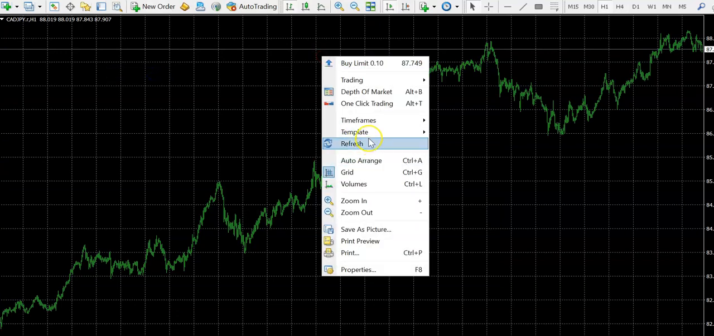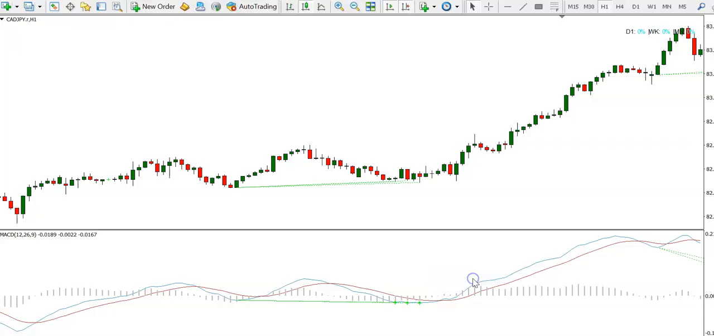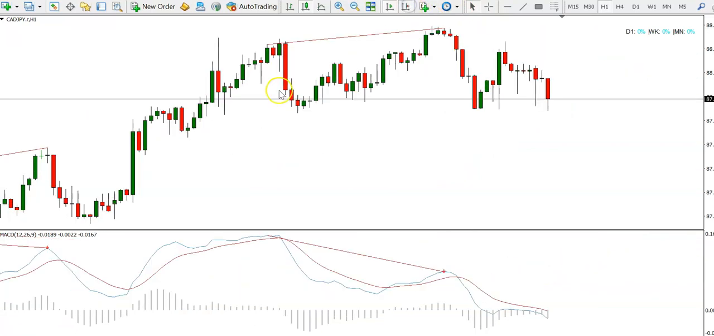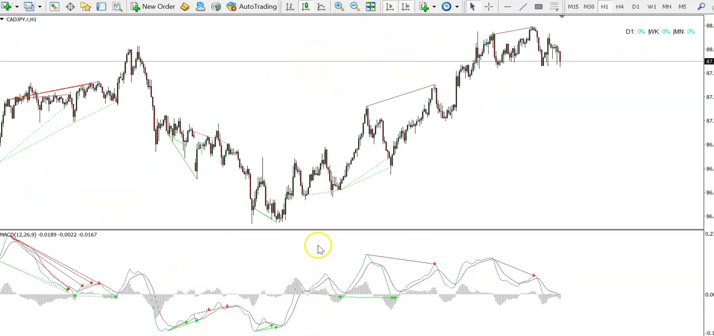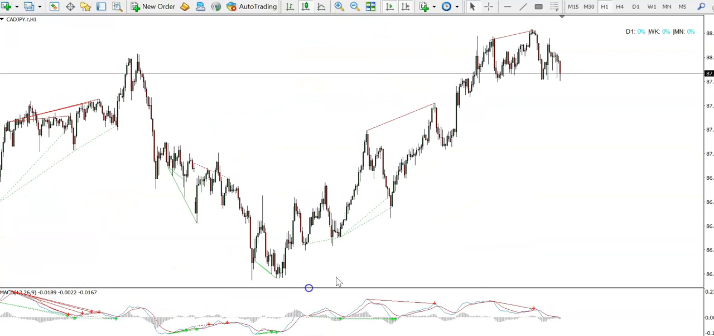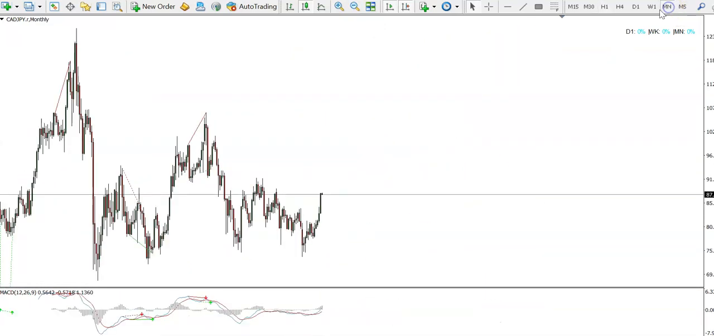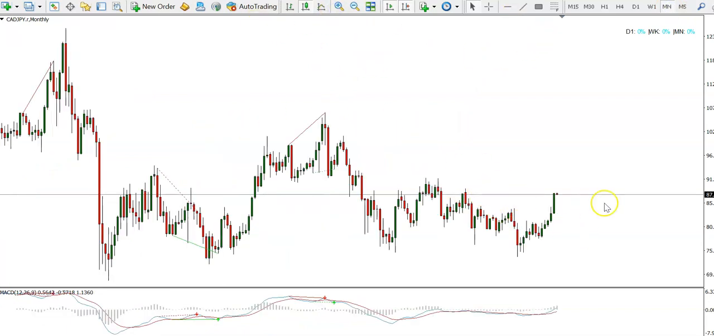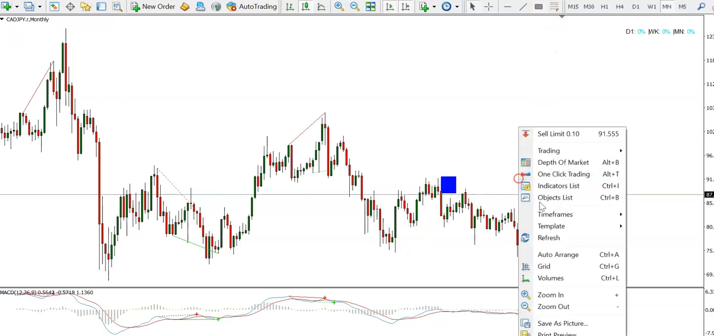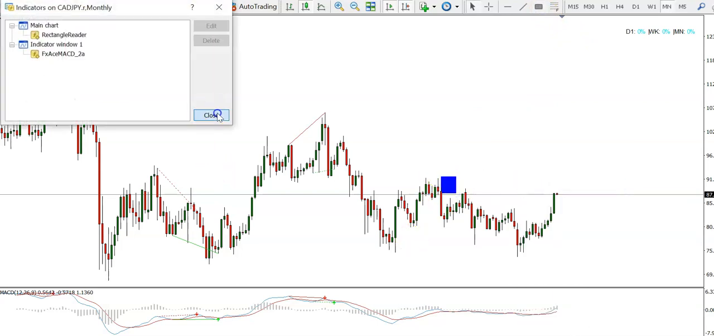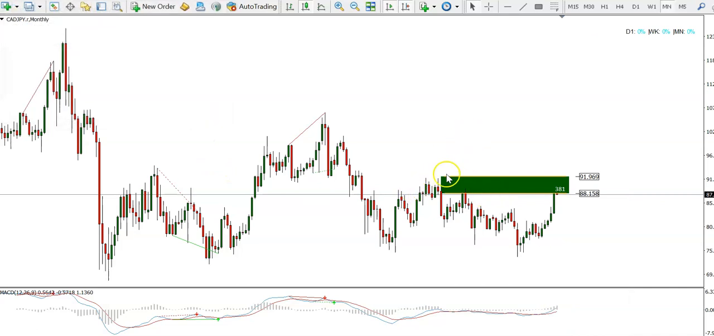Okay, so the setup I'm looking at is looking to sell this asset. If we zoom into the monthly, you can see we're rallying pretty hard here at the minute, but we are coming into this monthly area, monthly selling zone here.